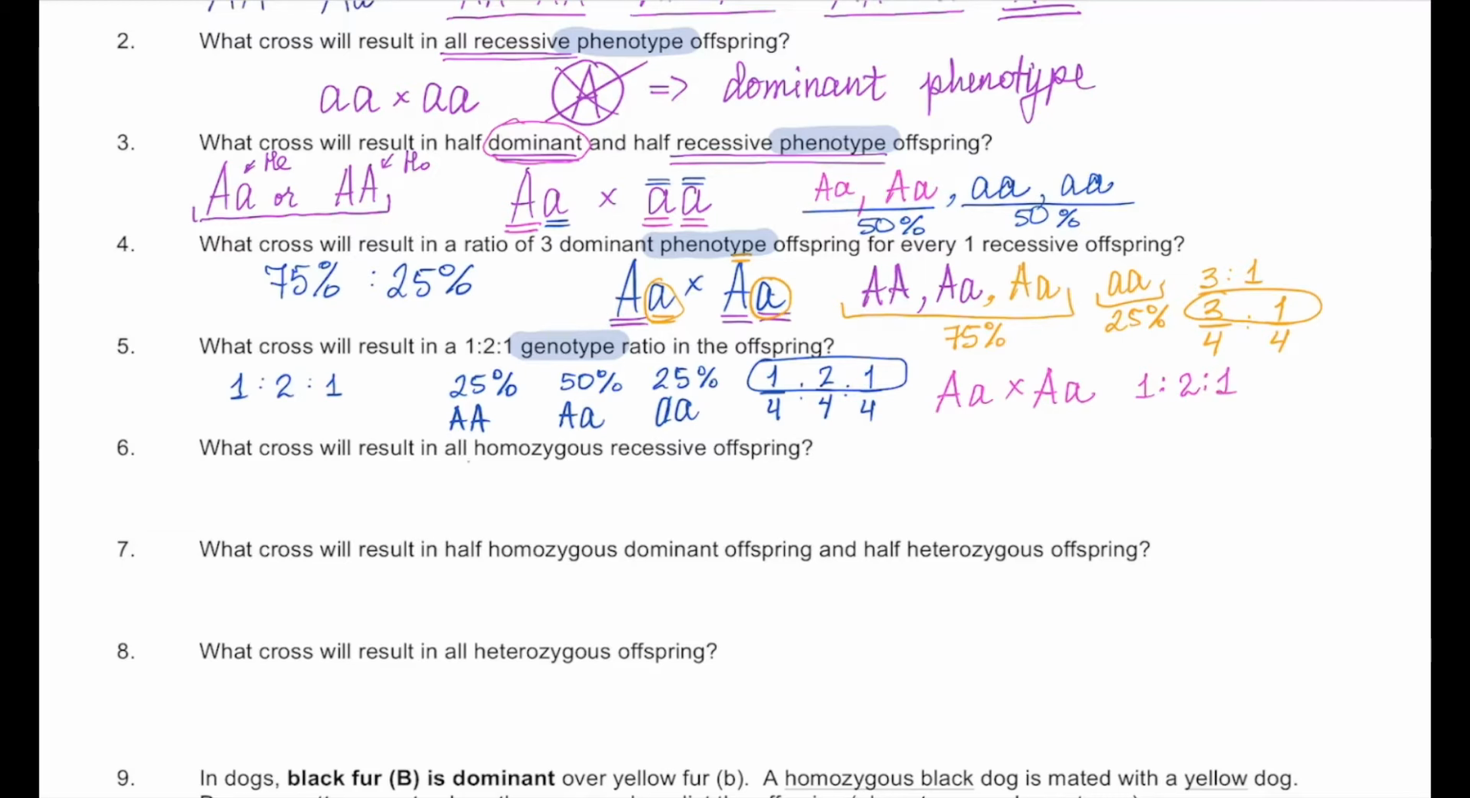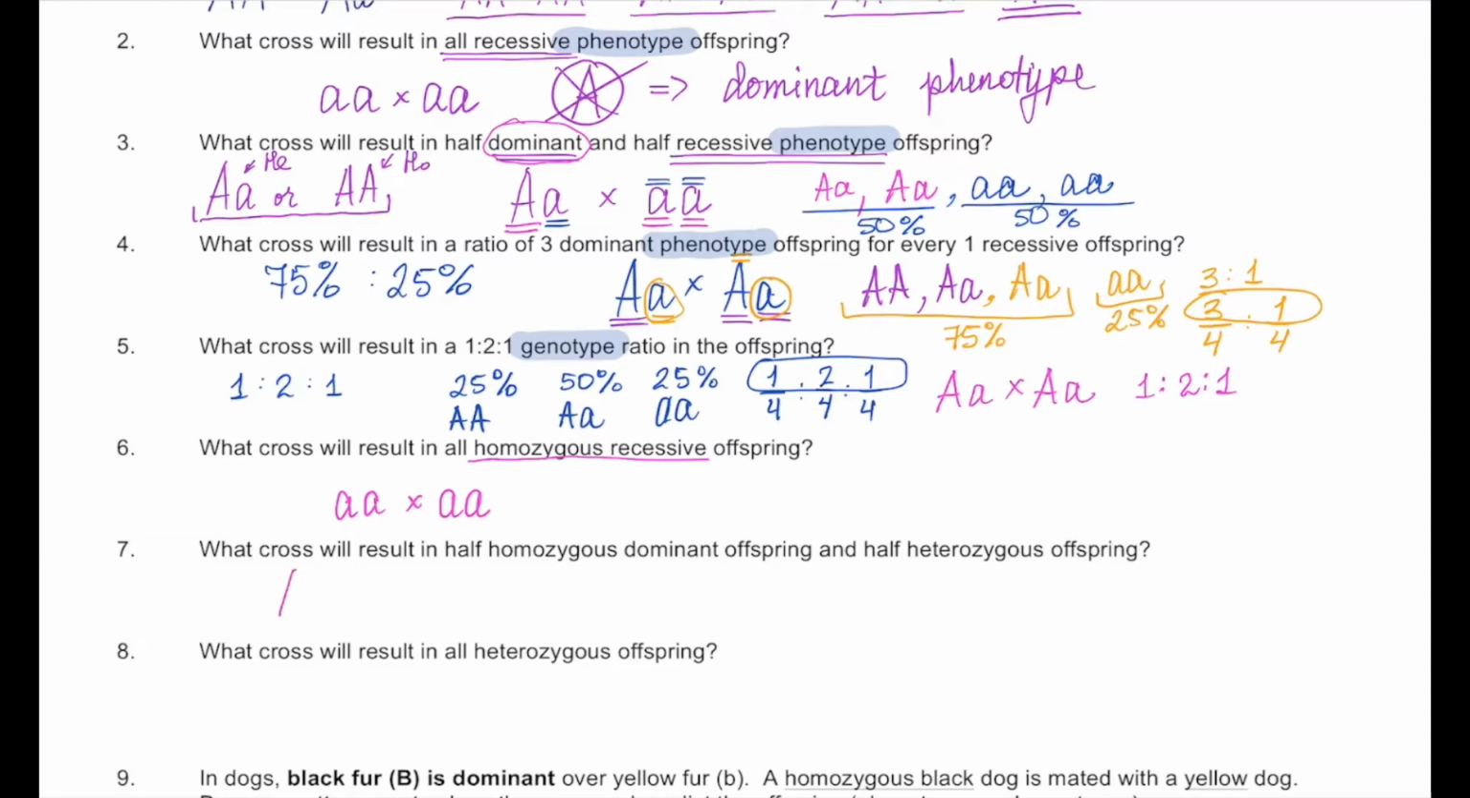Question number 6. All homozygous recessive. Well, by now you should know it's going to be if you cross two parents, kind of what they call pure breeding. Both parents have the same genotype. So you have both homozygous recessive in order for the offspring to be homozygous recessive. Only one possibility.